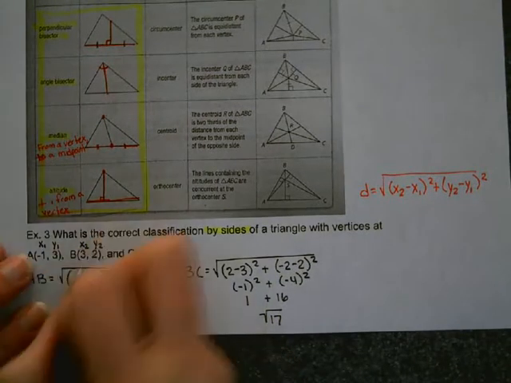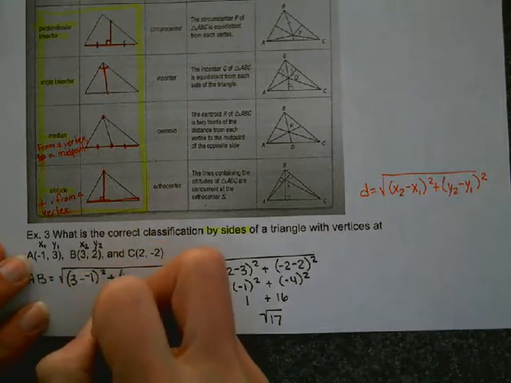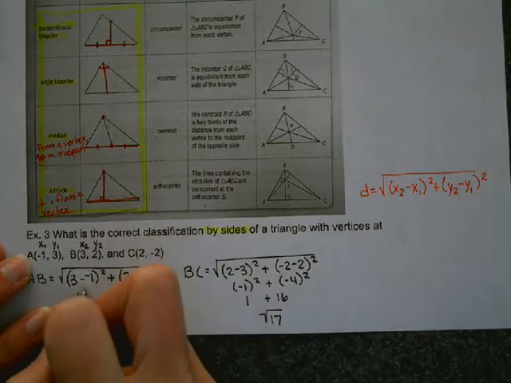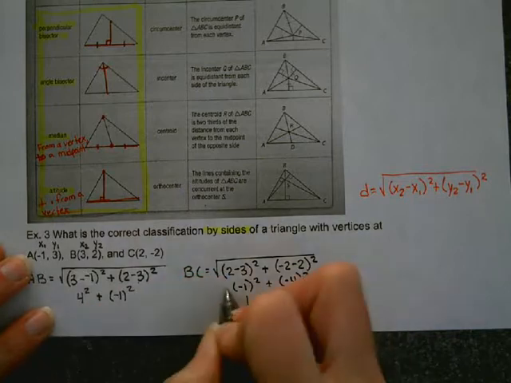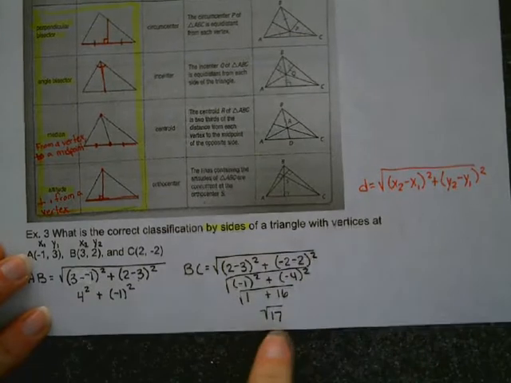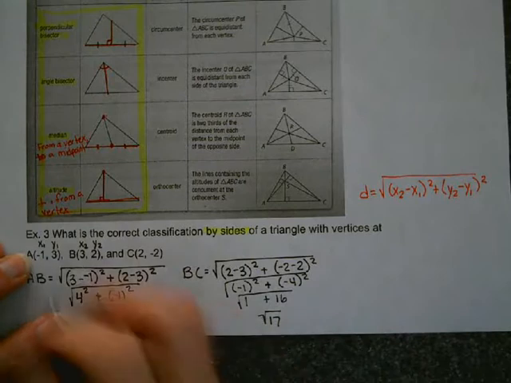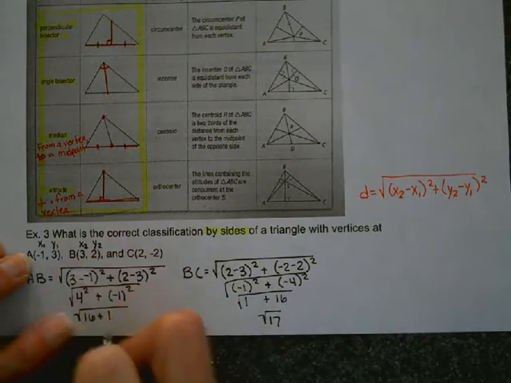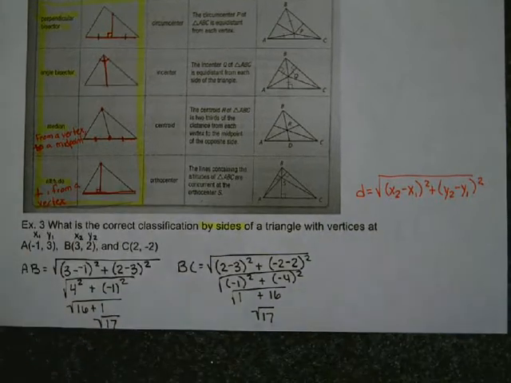Okay, I'm going to go back and do AB now. Hopefully that's a little bit cleaner. Your x's for this one would be 3 minus negative 1 and 2 minus 3. So remember, I get lazy sometimes. I don't write the square root sign until the very end. Just remember that's under a square root there. So I did what's inside the parentheses. Now I'm ready to do the exponents. 16 plus 1 equals square root of 17.